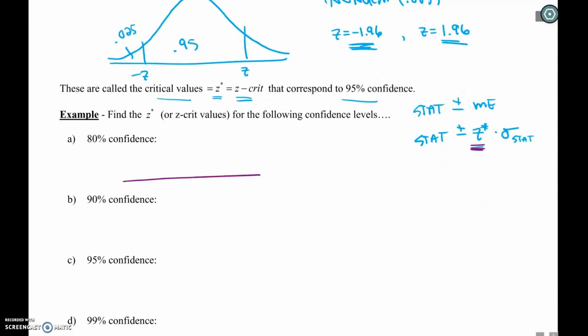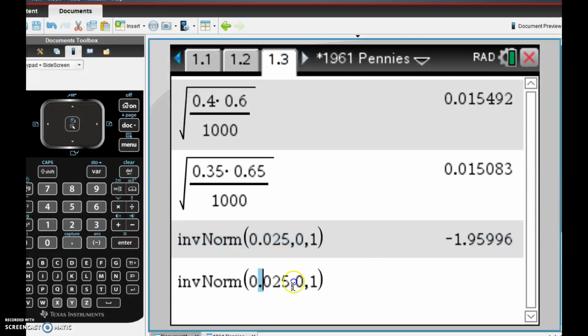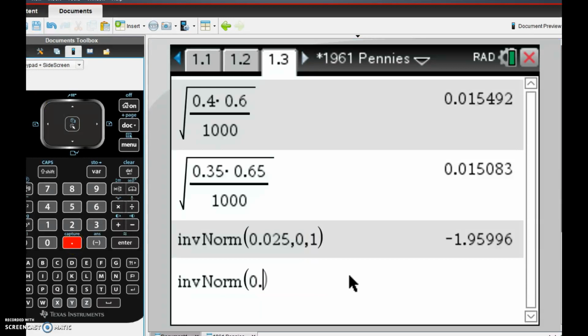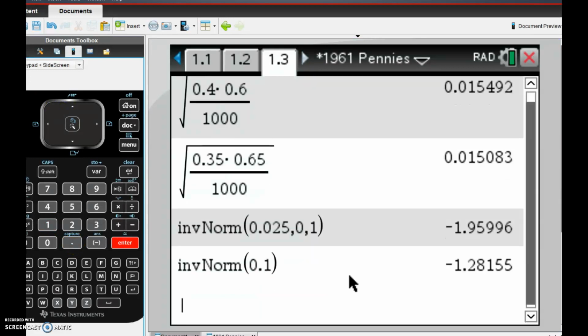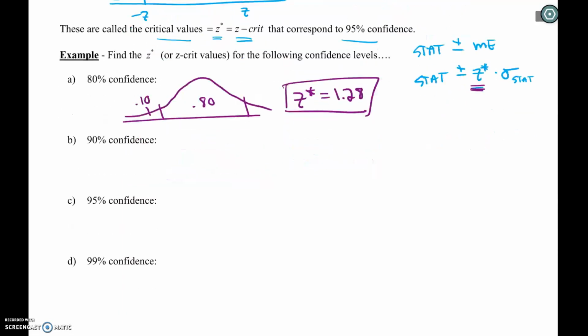So let's find the cutoff for an 80% confidence interval. This gets a little repetitive because these are all kind of the same. 80% on the inside, 20% on the tails, 10% on a single tail. So we just put in that one tail area, 0.1. So that's 1.28. So my z-crit would be 1.28. If I want to be 80% confident, I'm going to multiply by 1.28 standard deviations, so I capture about 80%.